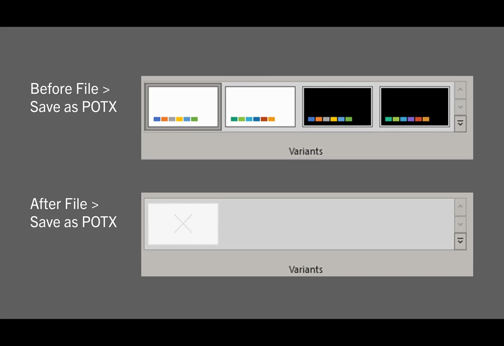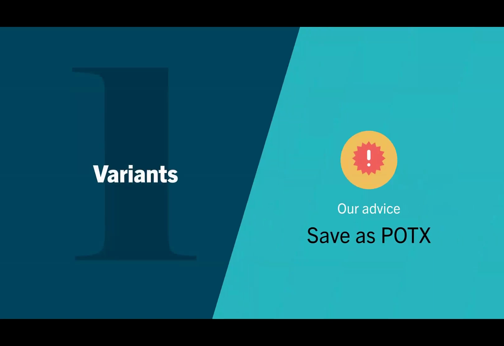Also, after you save that file as a POTX, you can then reopen it and save it again as a regular PowerPoint file, a PPTX file, because that's a little bit easier to deal with and work with in general than POTX files. But you have to save your template file as an actual template, as a POTX, once to get rid of those variants. And that is our top advice. Save as POTX. And there you have it.